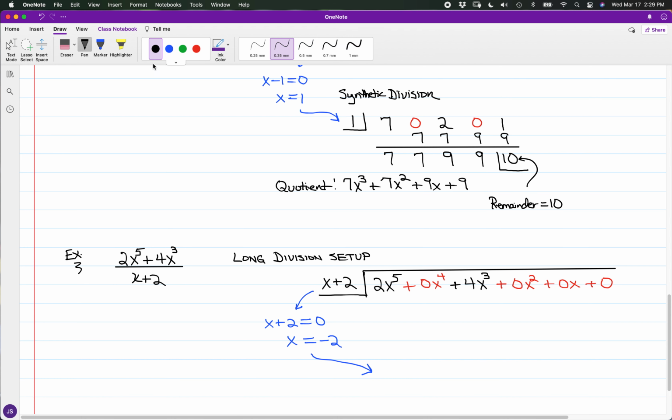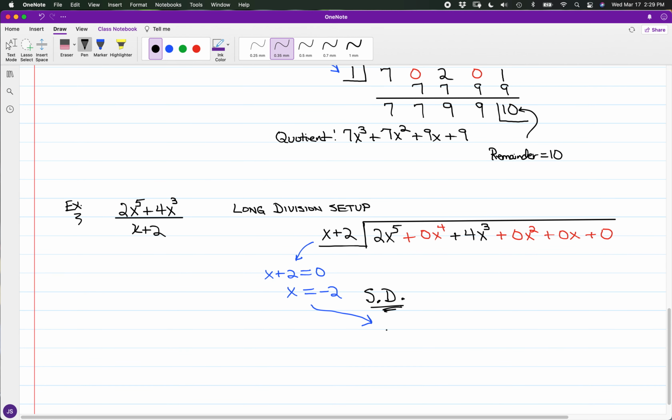So for synthetic division, just take SD for synthetic division. In the display, we have negative 2 to represent x plus 2. So negative 2 is the zero of the binomial x plus 2.